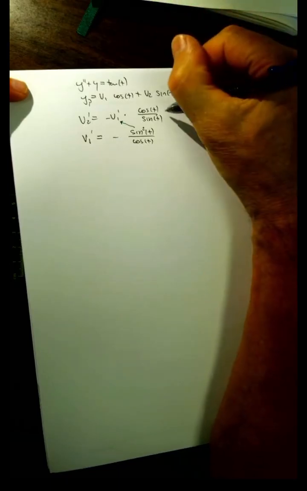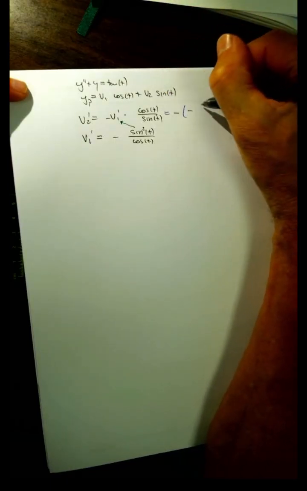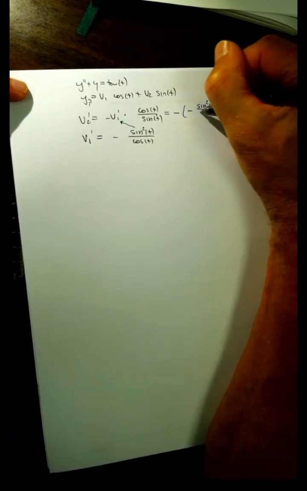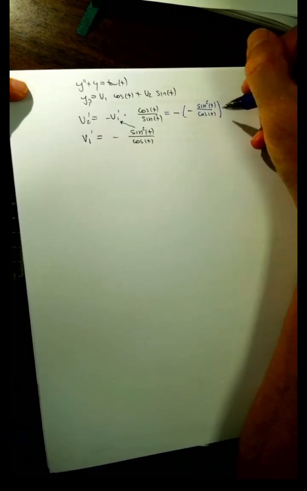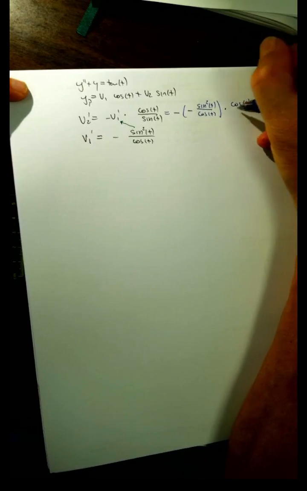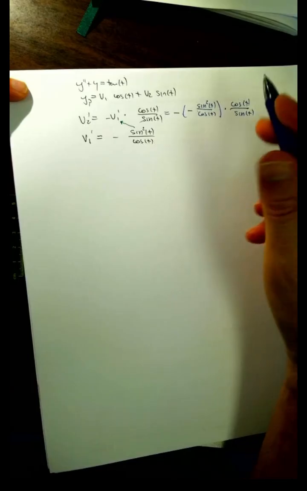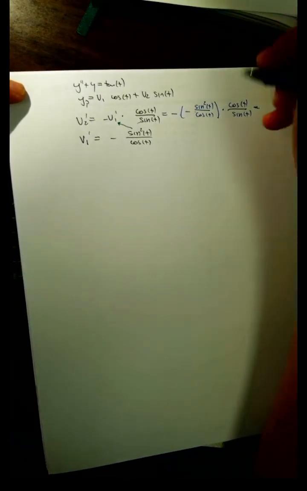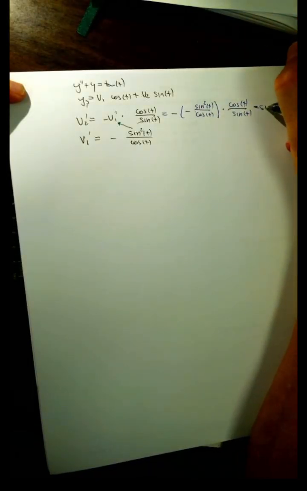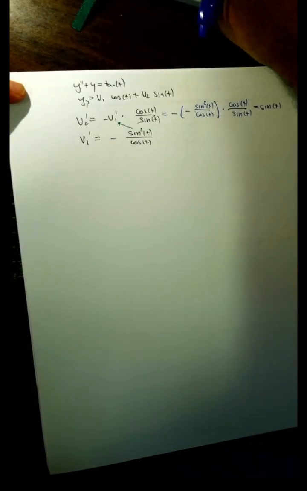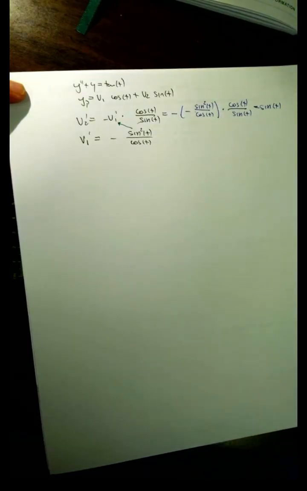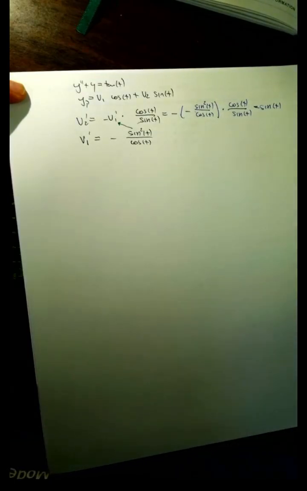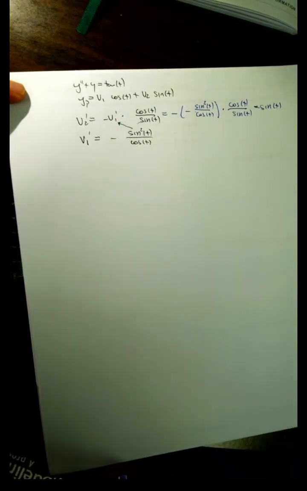which means that this thing becomes minus a minus sine squared over cosine times cosine over sine from this term. Minus minus cancels, and the cosines cancel. This just becomes sine of t. And I think I like that. Okay. Sorry, just checking my work, and that's what I had before. Okay.